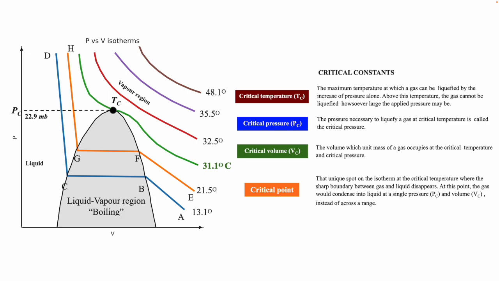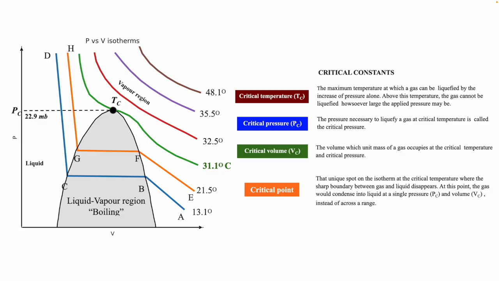So we understood that there is a particular temperature known as critical temperature, pressure called critical pressure, and which is happening at a critical volume, which is referred to as a critical point, right? Now we know these definitions. Now our aim is to dig deeper into these critical constants and see what we can understand.